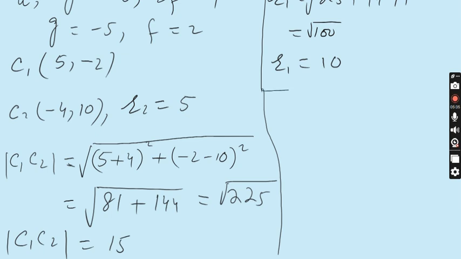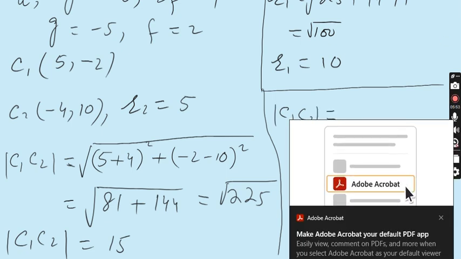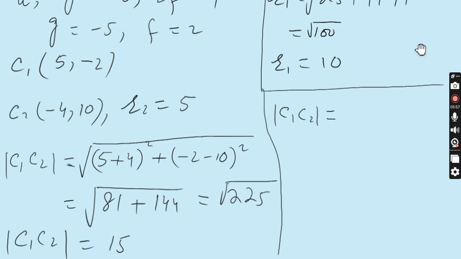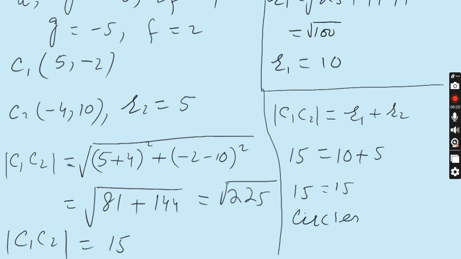Now, what I told you is that two circles touch each other in one of two ways, internally or externally. If the distance between the centers is equal to the sum of the radii of both the circles, r1 plus r2, then the circles touch each other externally. What is our answer for C1 and C2? The distance between both the centers of the circles is 15. R1 we have found is 10. R2 is given as 5. 15 is equal to 15. So you may say circles C1 and C2 touch externally.